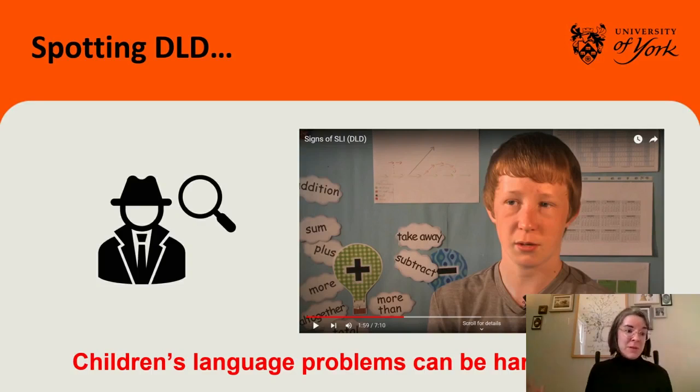They don't always make themselves very obvious. Children aren't always going to say, I'm sorry, I haven't understood that word, or that sentence was too long. And that can mean that teachers or professionals working with children need to be a bit of a detective to perhaps realise that there is a child in front of them who might have developmental language disorder.